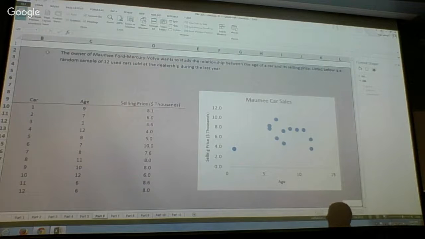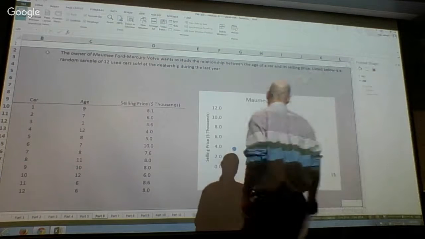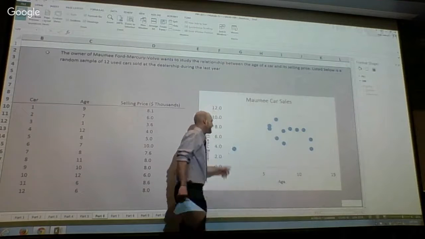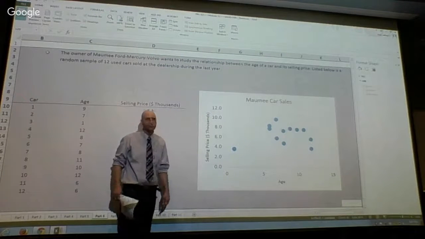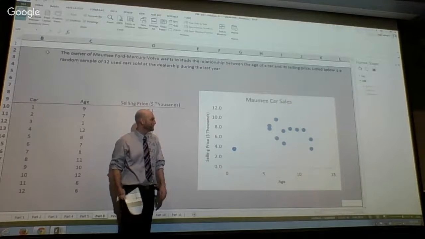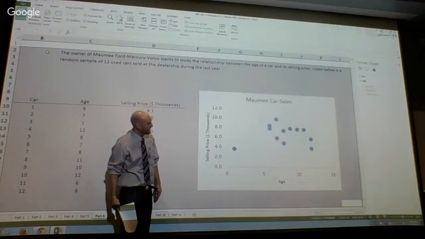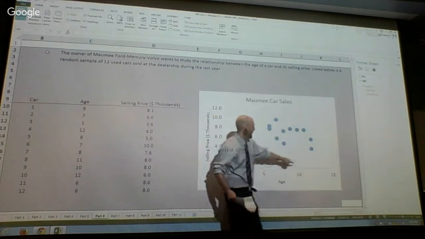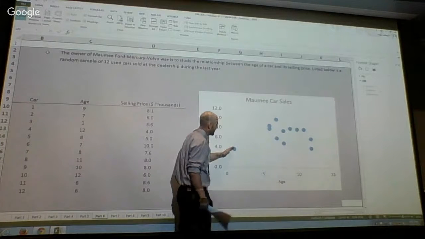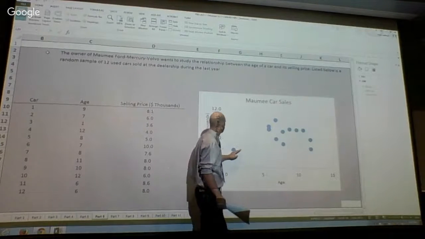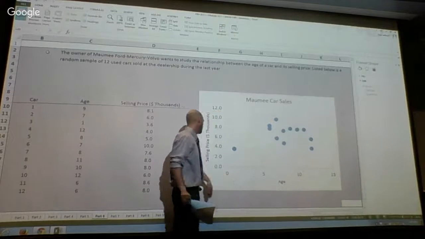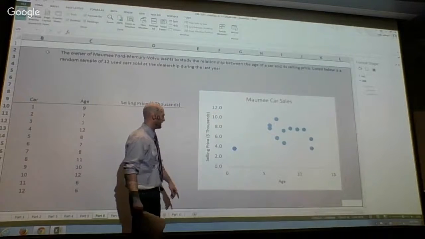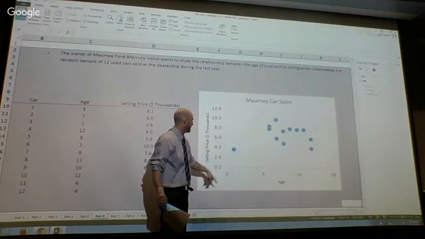The owner of Maumee Ford Mercury Volvo wants to study the relationship between the age of a car and its selling price. Can't really tell what that relationship is. Anybody want to take a stab at what that relationship is? Matt? Weak and positive. Sort of looks like we're supposed to have an arrow pointing to this one, but that's sort of low, and you've got the age and the selling price. It's kind of a young car to have that.